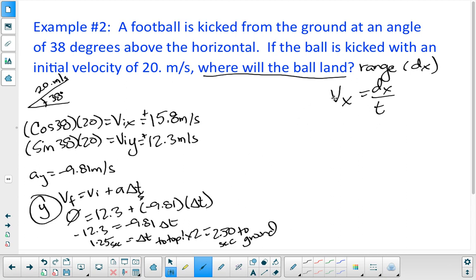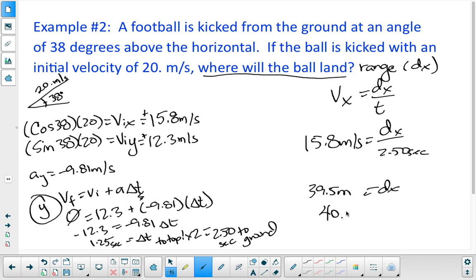Now I can use my other equation, which is Vx equals dx over t. For Vx, make sure that you're using Vx, not the initial complete velocity. You're not using 20 here. You're using the horizontal component, which is 15.8 meters per second, equals dx over the time to ground, 2.50 seconds. Again, make sure that you double that, otherwise you're not getting nearly enough distance. 15.8 times 2.50 gives me a dx of 39.5 meters. If I round that to 2 sig figs, it's 40 meters equals dx. So where's it going to land? Basically on the 40-meter line, or the 40-yard line, I guess, if you want to call it that.